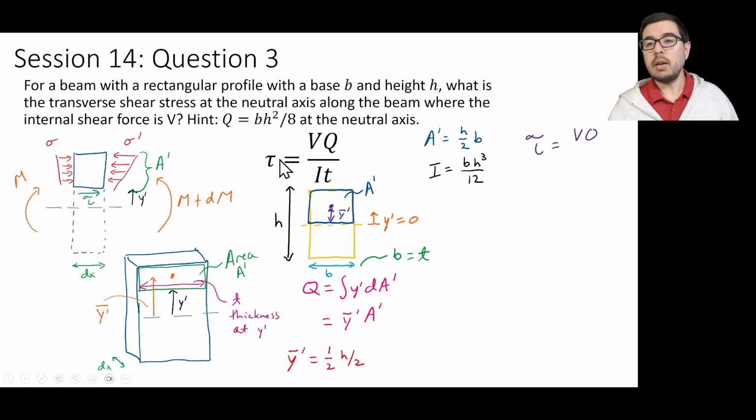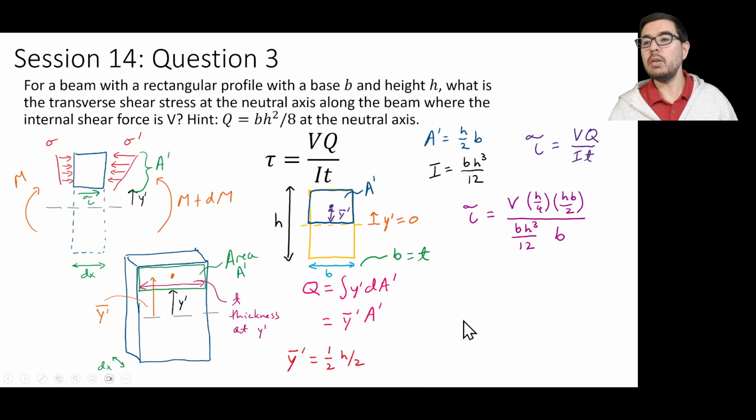We can rewrite that tau is equal to VQ over It, like we have here, and we can substitute the parameters that we have been solving. So we have an I, that's the bh cubed over 12. We have a b, which is the width here. The V is given in the problem, so we just have V there. And then the Q is equal to this y bar prime times the A prime. So that's going to be this h over 4 down here, and we're going to have our h over 2 times b that we put over here.